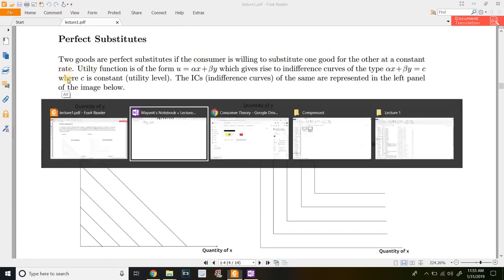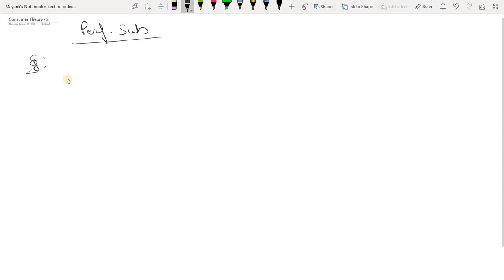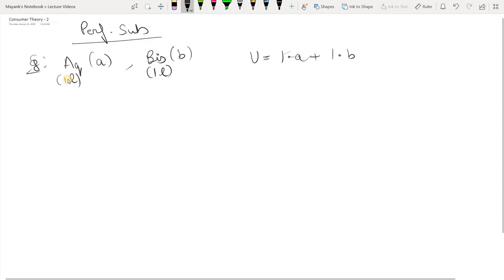Okay. So, as an example, consider two commodities, Aquafina bottles, which is represented as A, and Bisleri bottles, which are represented as B. Both Aquafina and Bisleri bottles are available in 1 liter packages. So you are only interested in the total amount of water that you have. Let's say your utility is just the total amount of water, then the total amount of water that you have is 1 into A plus 1 into B. That is nothing but A plus B.